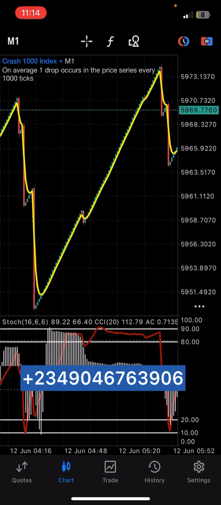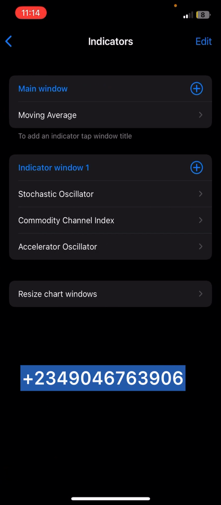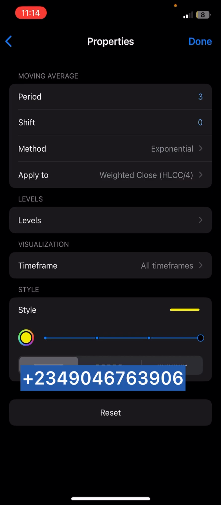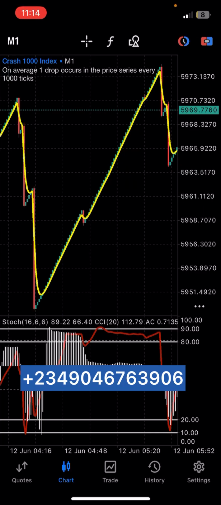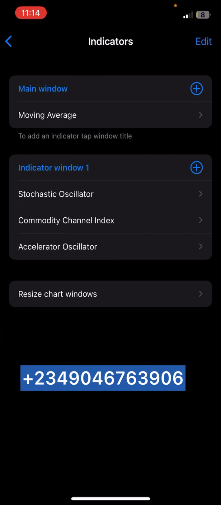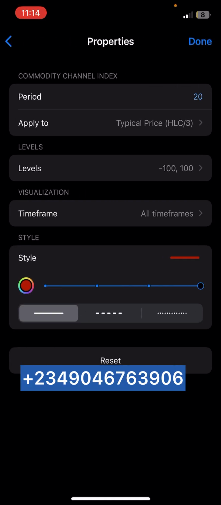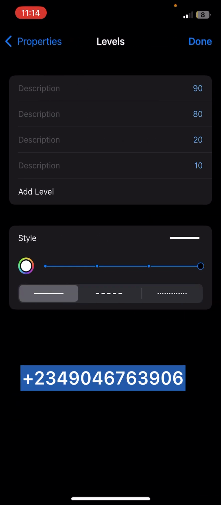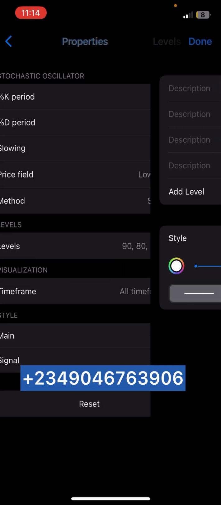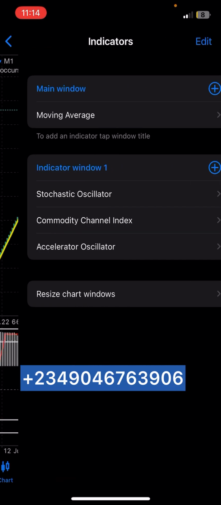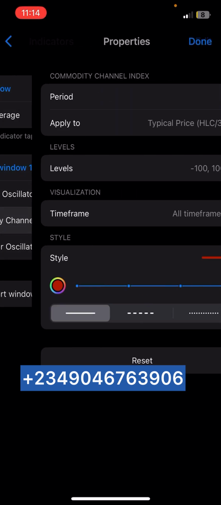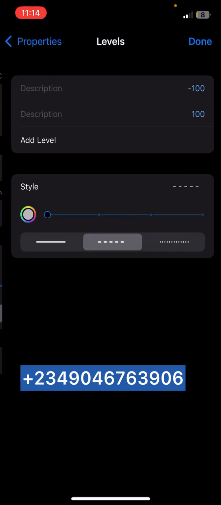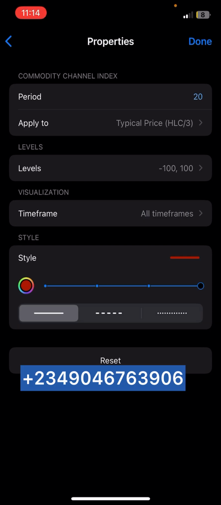Now for the settings, click on your F. For the indicators, in your main window, you have a moving average, 30 exponential, color is yellow, you can take a screenshot. Next, you have your indicator in the one, your stochastic oscillator. Okay, click on it: 16, 6, 6, lower simple. Your levels are 90, 80, 20, and 10. You can screenshot it. Next is your commodity channel index, 20 typical price. Your levels are minus 100 and 100, although they're not necessary. Color is red, click on done.